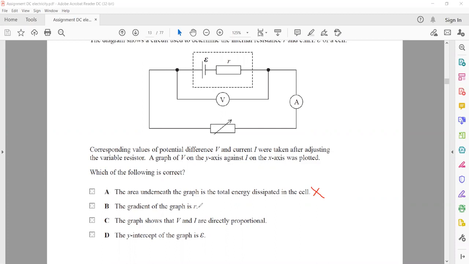The gradient of the graph is r. Gradient is not r, it is minus r. And the graph shows V and I are directly proportional. No, that will have a linear relation but not a direct proportion, because as the terminal voltage is decreasing, the current is increasing. The y-intercept shows the EMF, that's true. So the y-intercept, the maximum value, is the EMF.